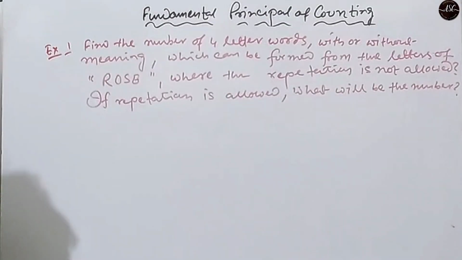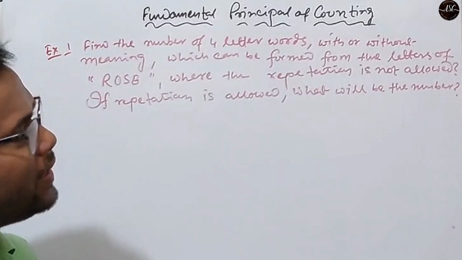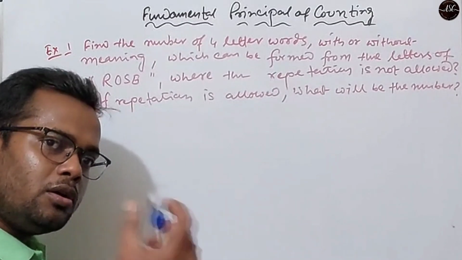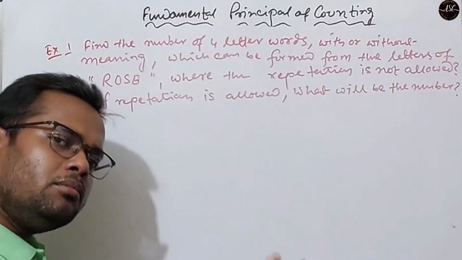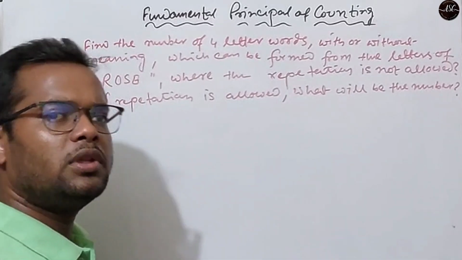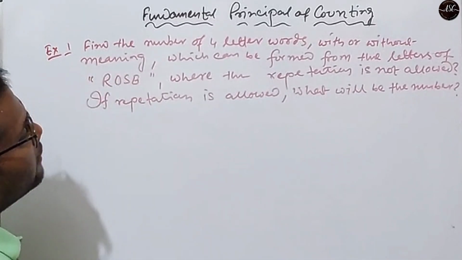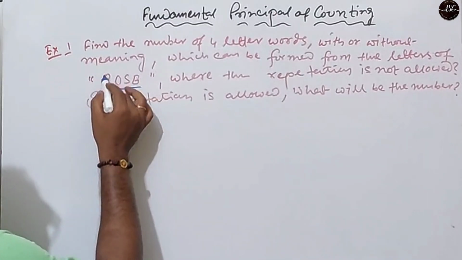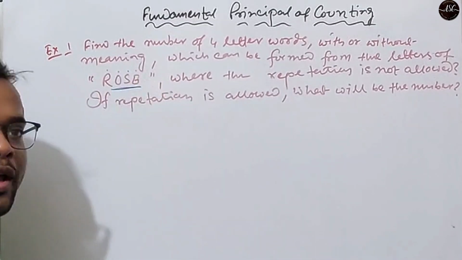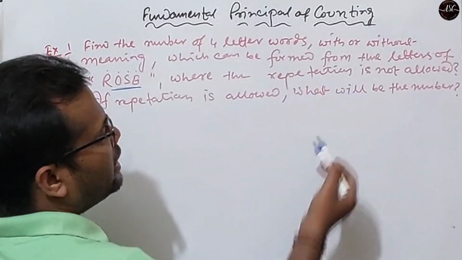Okay, look at this example. Find the number of 4-letter words, so a word consists of 4 letters, with or without meaning. There should be some meaning, or there is no meaning, which can be formed from the letters of ROSE. That means from these 4 letters, 1, 2, 3, 4, R, O, S, E, where repetition is not allowed.